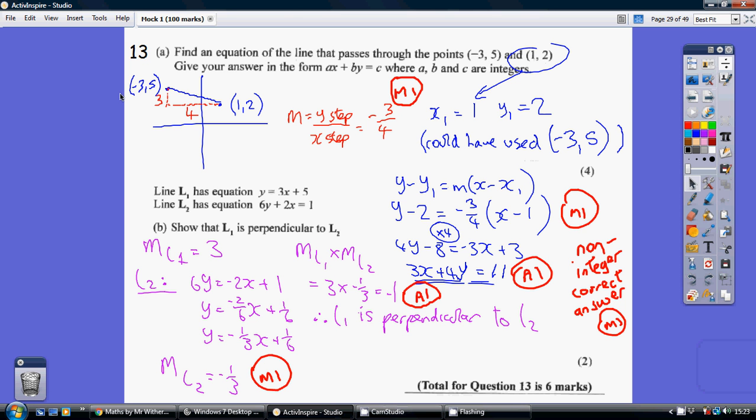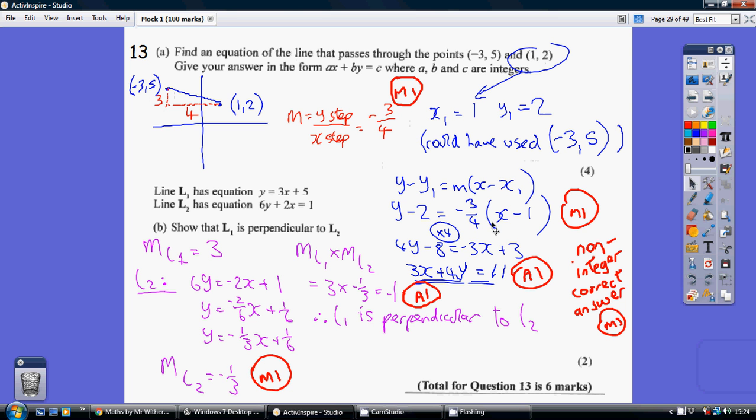So here's my sketch, (-3, 5) and (1, 2), and then drop down a vertical and pop in a horizontal to create a triangle. Now our x values are going from minus 3 to plus 1, so that's a length of 4, and our y values are going from 5 to 2, so that's a height of 3. Our gradient equals our y step divided by our x step, which is 3 divided by 4, but because the line's going downwards, that's minus 3 over 4, so our gradient is minus 3/4.